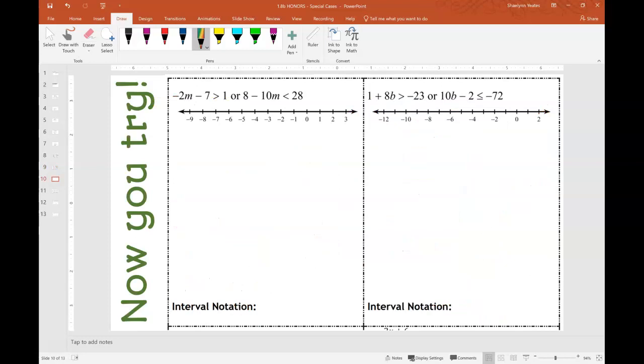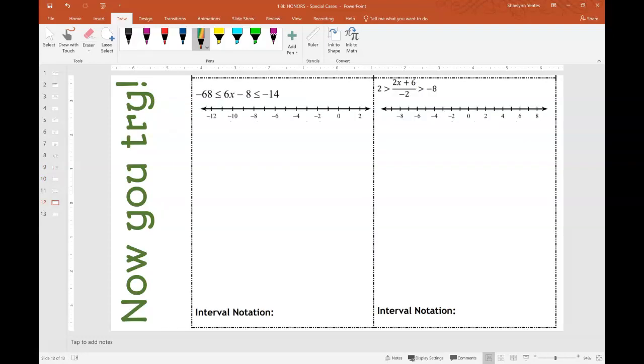All right, I want you guys to go ahead and give these two a shot, see what you get. Give it your best shot, and give these two a shot, see what happens. You got this.